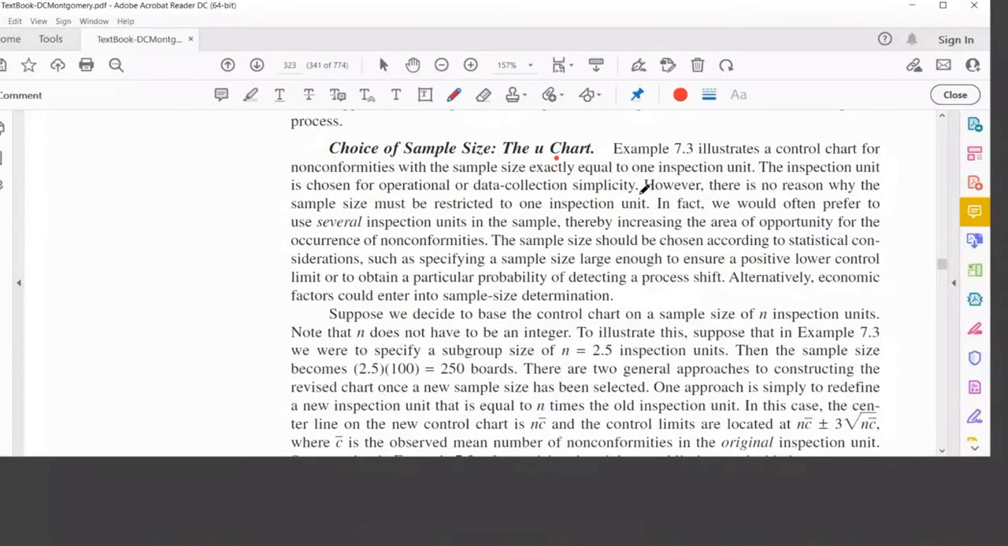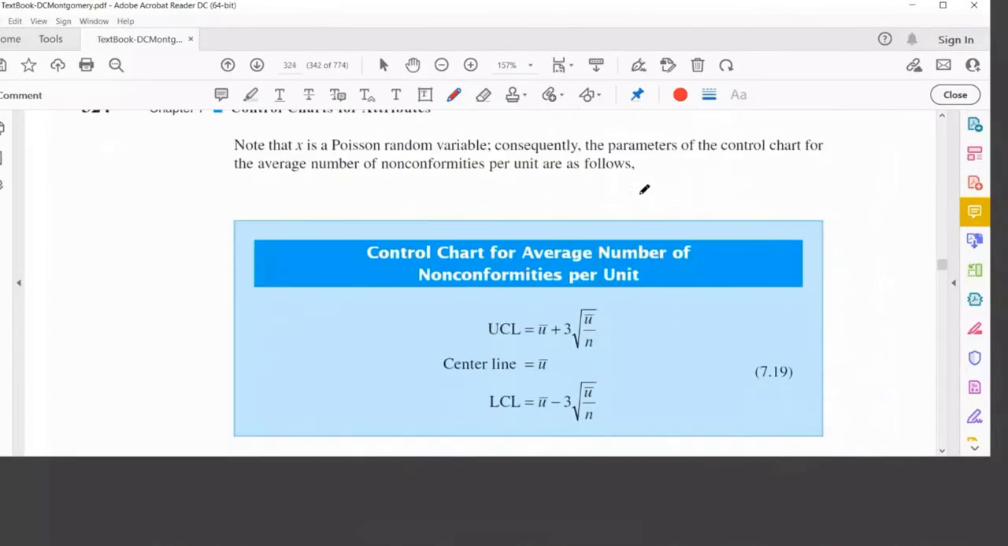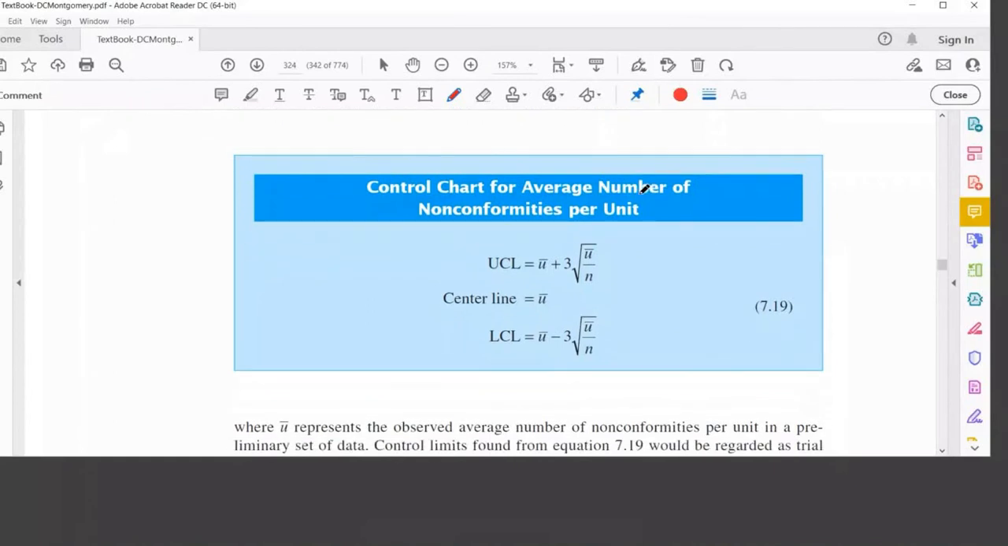Okay, so the ratio of C over N. Okay, so the U chart is given by this formula. It's also counting non-conformities. U is equal to C over N. We know that C is the count of non-conformities, N is the sample size, the sample size that we use every time we take a sample.